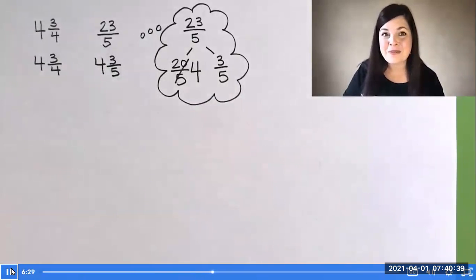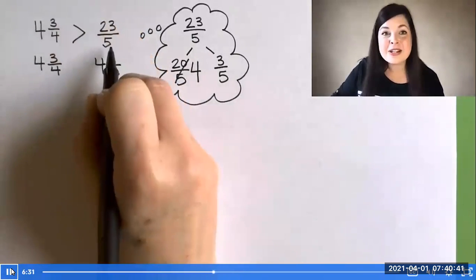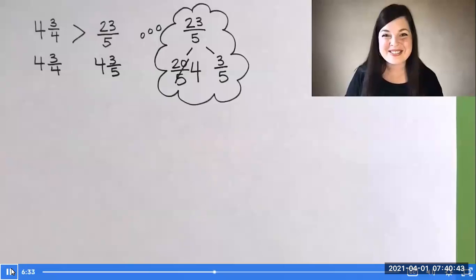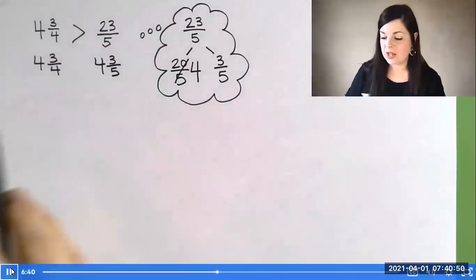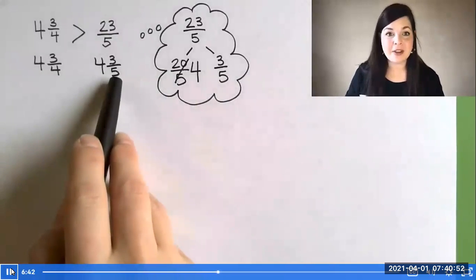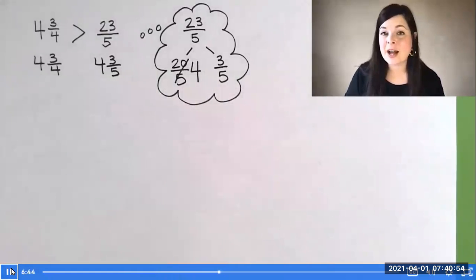Right, 4 3/4 is greater than 23/5. Way to go. Let's confirm our comparison using another strategy. We have fourths and we have fifths. Since these denominators are unrelated, what model can we use to create common denominators? We can use an area model.